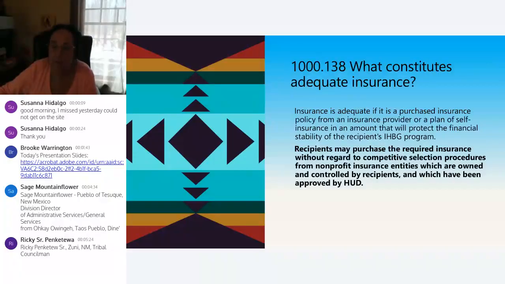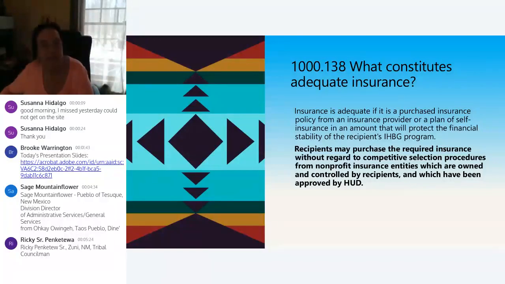Okay. When you go to purchase insurance for your properties, we're supposed to follow procurement, 3 bids or more. That's the basic rule of thumb for procurement. The NAHASDA statute or the regulations actually allow recipients may purchase the required insurance without regard to competitive selection procedures from nonprofit insurance entities owned and controlled by the recipients, which have been approved by HUD.